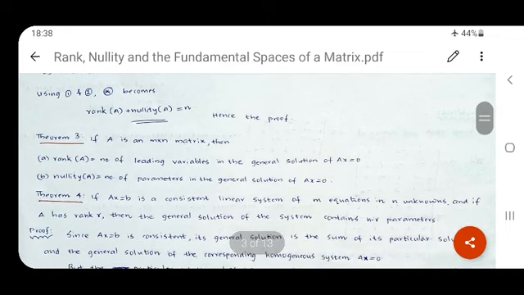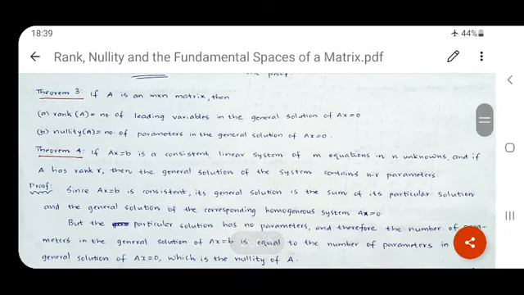And it is nothing but a restatement, or some statement which follows from the previous theorem. Theorem 4: if Ax equal to B is a consistent linear system with m equations in n unknowns, and if the rank of A is equal to R, then the general solution of the system contains n minus R parameters. So the number of parameters in a system of m equations where the rank of the coefficient matrix is R is n minus R.